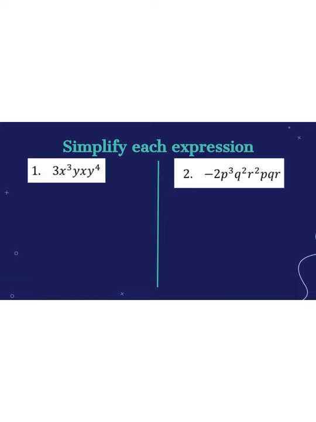Okay, and there's one other thing that the slides didn't go through, but anything to the 0 power equals 1. So the whole thing equals 1. So if I had, let's say, a to the 0, all of that together equals 1. So that a to the 0 is going to come out as a 1. Okay, so let's look at number 1.